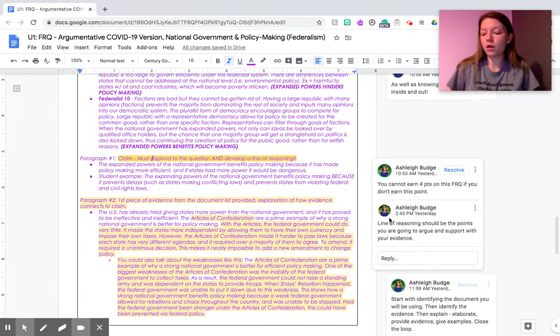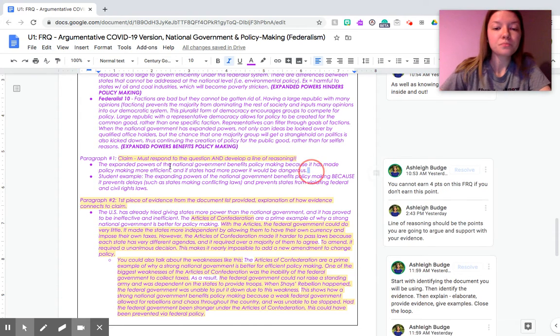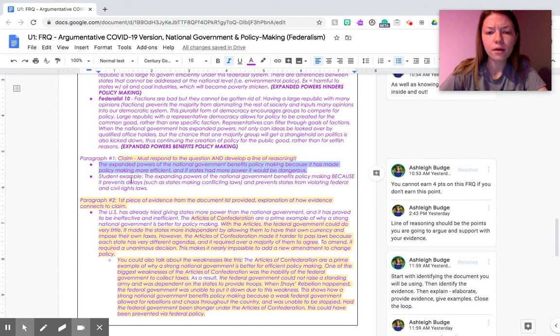You need to know, all right, here are the documents, here are my pieces of evidence. Ultimately, what are these pieces of evidence trying to prove? For example, this is predominantly the one that I'm going to be using: the expanded powers of the national government benefits policymaking. That answers the question. Now, I say because it has made policymaking more efficient, and if states had more power, it would be dangerous. This, because, and the two things that follow are your line of reasoning. This is what you need to earn that point for your claim.